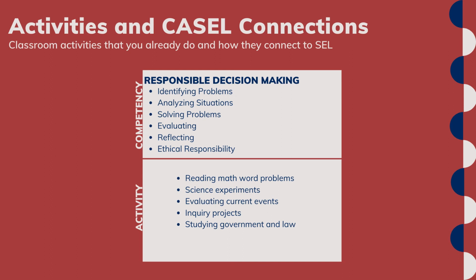Some activity ideas here include things like simply reading math word problems with the purpose of understanding the problem presented in the situation. Science experiments also fall in this category, as do inquiry projects and studying government and law. The question of ethics falls under any academic area, especially when we teach students about the importance of citation, understanding how scientific studies are performed, evaluating the ethics of laws, and much more.